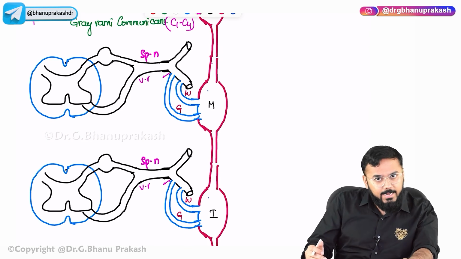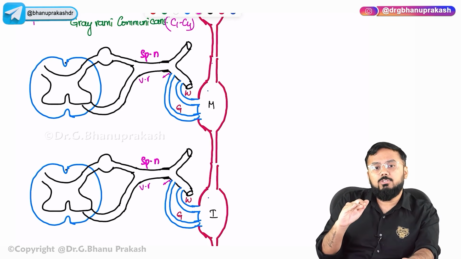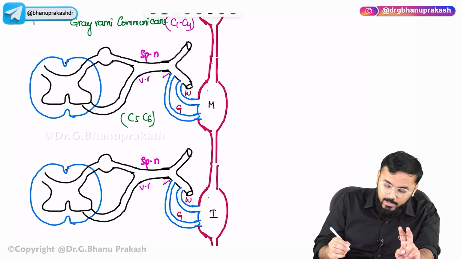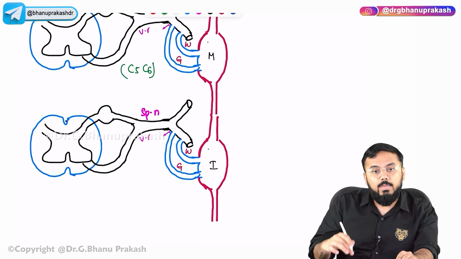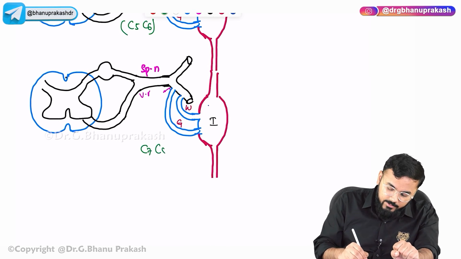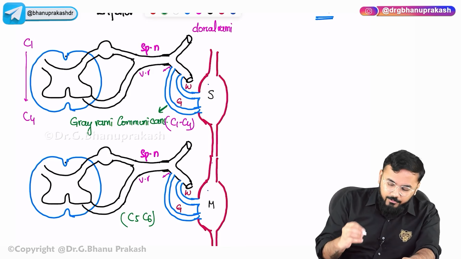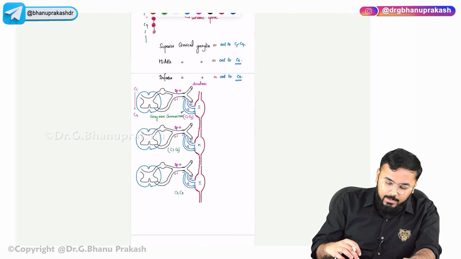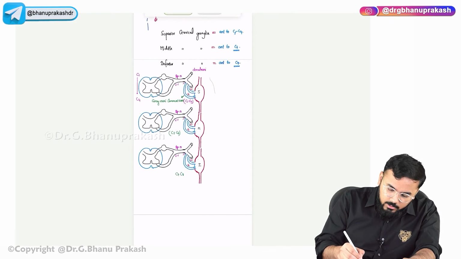The middle one also has gray rami. Now this will cover how many segments of the spinal cord? Only 2. That is gray ramus communicants C5, C6. And the inferior will cover how many? It will cover 2. That is C7 and C8. Now the first branch is that from the superior cervical ganglia, let me put this picture down so that I will save some space on the top.